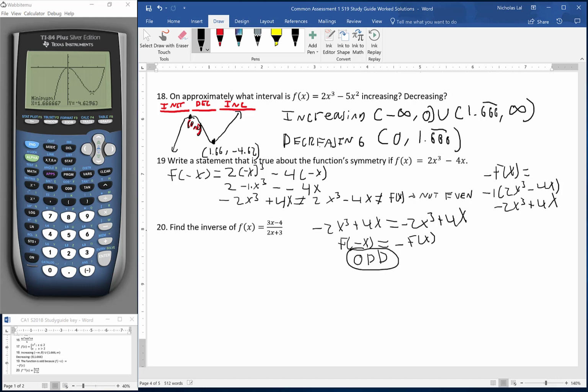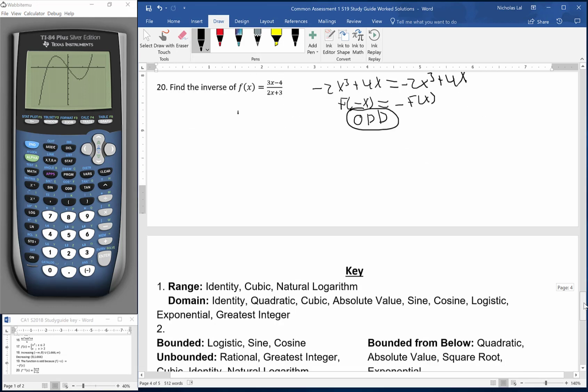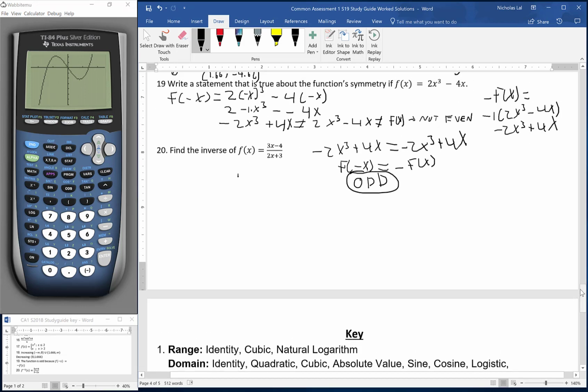You have symmetry about the origin. 2x cubed minus 4x, you have symmetry about the origin. Okay? Now, problem 20. Find the inverse of f of x is equal to 3x minus 4 over 2x plus 3.